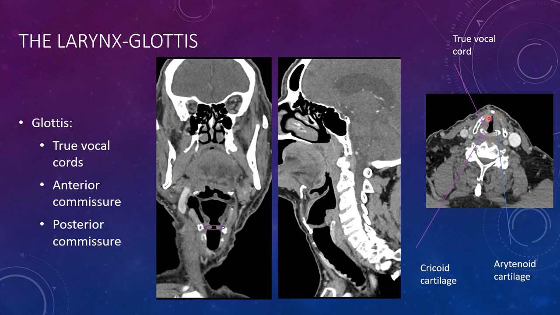True vocal cord is made up of muscle, so it should have soft tissue density. I like to look for the arytenoid cartilage because that's where that vocalis muscle attaches. Here's the cricoid cartilage posteriorly. So posterior to that would be hypopharynx. All of this is larynx. On the sagittal view, look for those paired true vocal cords going to the midline.